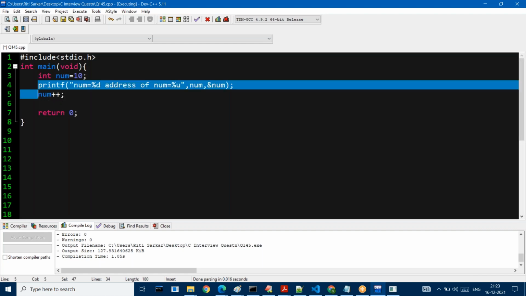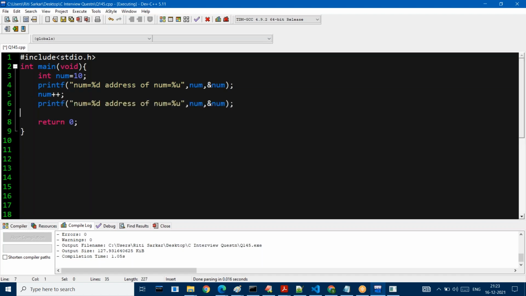Then again, I'm having a printf statement here, where I'm having a \n so that it will go to the next line. Num, address of num, remaining things are same. So here I want to know what is going to happen, sir. Say the first option is option A, compilation error. Option B, num is 10.